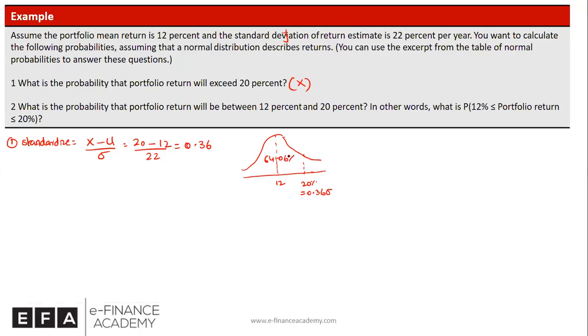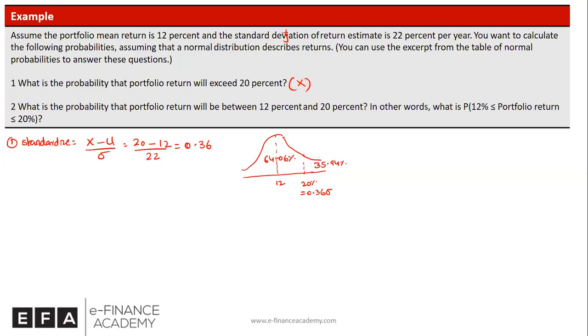64.06%. But we don't want to find the probability that the portfolio return will fall below 20%, rather above 20%. So we will have to subtract 64% from 100, and this will give us the probability on this side, which is around 35.94%. That's the answer. If you subtract 64.06 from 100, you should get the answer. All right, we go to the next question.